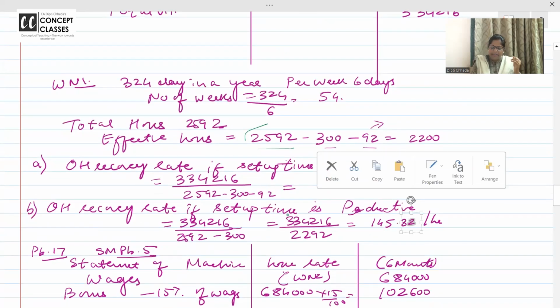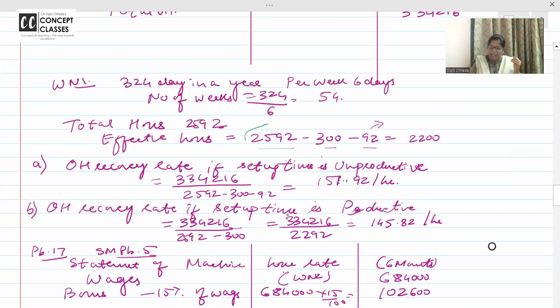Now for the overhead rate, suppose setup time is 92 hours. The repairing time of 300 hours is unproductive, because when the machine is under repair, you can't produce anything. But when you are doing setup, if setup time is unproductive, minus that also. Should I repeat this point? 2592 are your effective hours.